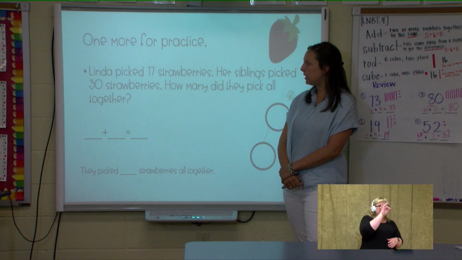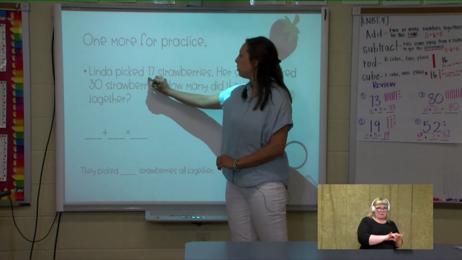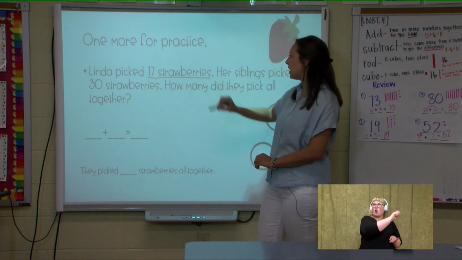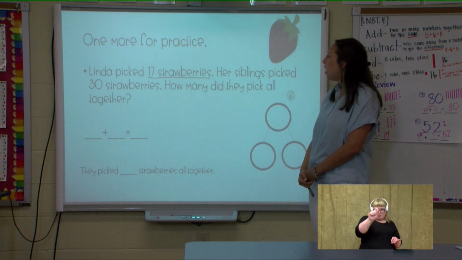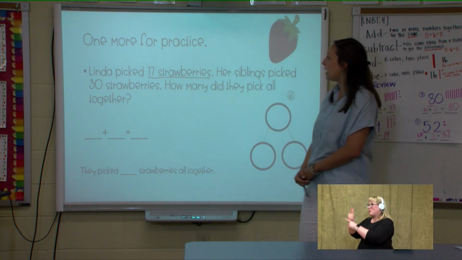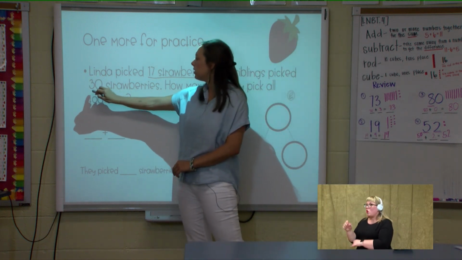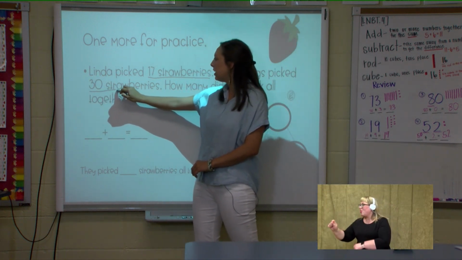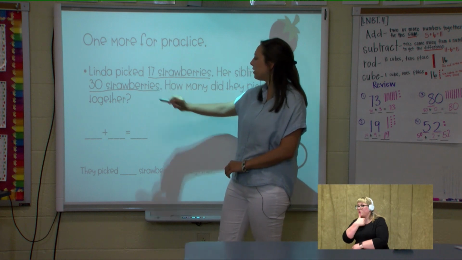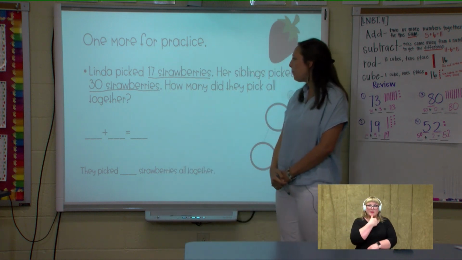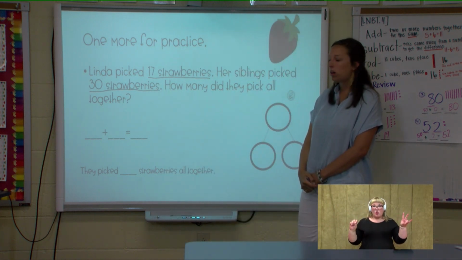Linda picked 17 strawberries. All right? We're going to underline that she had 17 strawberries. Her siblings picked 30 strawberries. We're going to underline that her siblings got 30 strawberries. How many did they pick all together?